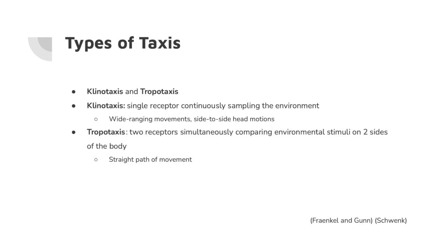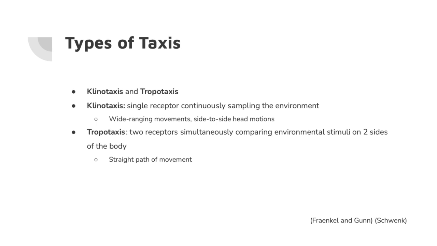Frankl and Gunn go on to distinguish between the types of taxis. For the case of squamates, the 2 most important taxis to discuss are clinotaxis and tropotaxis. Both of these taxis allow an animal to assess their environment through continuous sensory assessment and inform the animal of the location and direction of a given stimulus. Clinotaxis involves a single receptor continuously sampling the environment to determine the location of a stimulus. It is characterized by wide-ranging movements, often involving side-to-side head motions, as the animal collects and compares successive stimulus intensities until they can determine the direction of a stimulus.